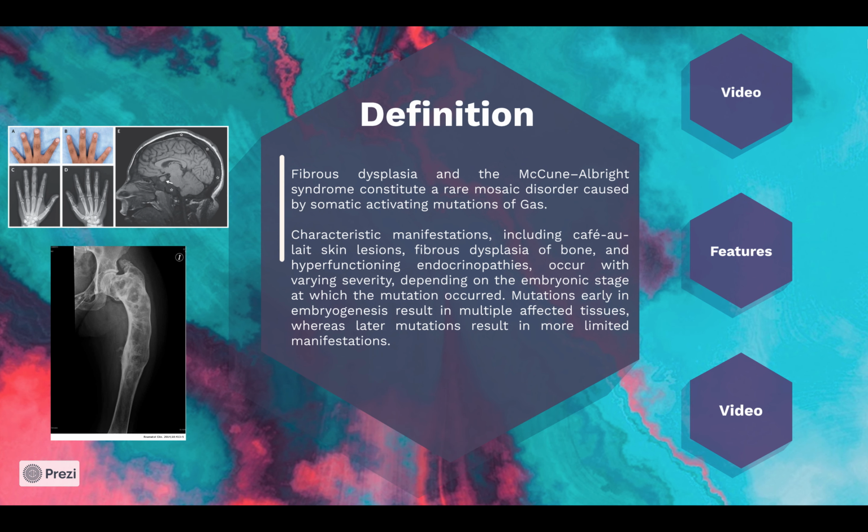Definition: Fibrous dysplasia and the McCune-Albright syndrome constitute a rare mosaic disorder caused by the somatic activating mutation of G-alpha-S. Characteristic manifestations including cafe au lait skin lesions, fibrous dysplasia of bone, and hyperfunctioning endocrinopathies occur in varying severity, depending on the embryonic stage at which the mutation occurred. Mutations early in embryogenesis result in multiple affected tissues, whereas later mutations result in more limited manifestations.